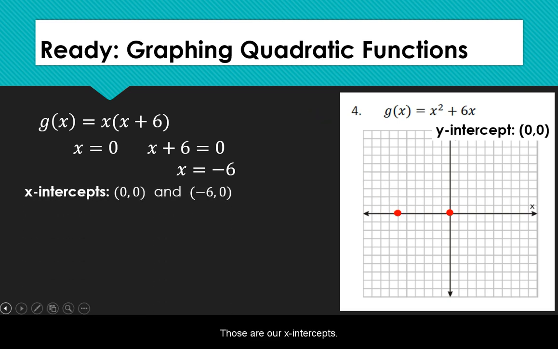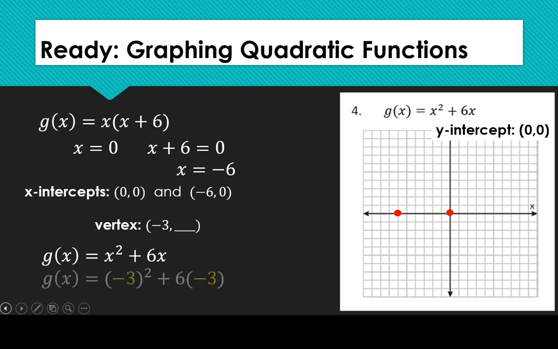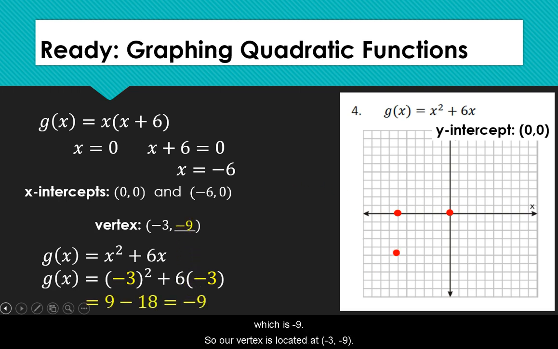Those are our x-intercepts. The first one located at negative 6, 0, and the other one is located at 0, 0. We know that the x-coordinate of our vertex is located halfway between those 2 points, which would be at negative 3. And again, if we substitute that x value back into our function and simplify, we'll get our y value of our vertex, which is -9. So our vertex is located at -3, -9. -3 is also our axis of symmetry.